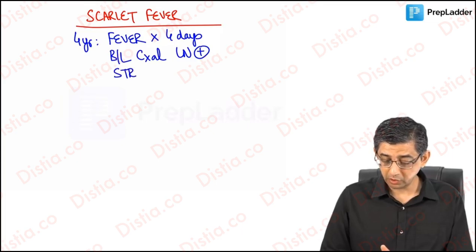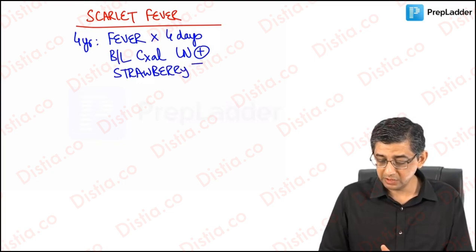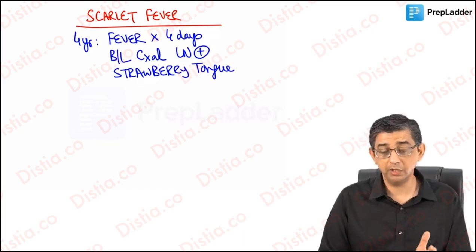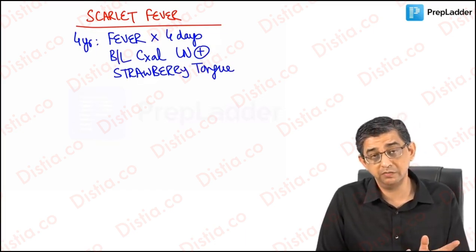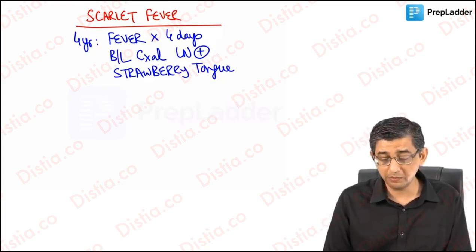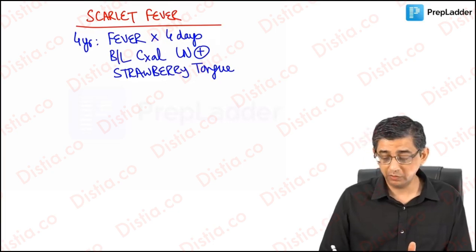Whenever you read the word strawberry tongue, you will obviously be biased to think in terms of both of these diseases. My objective is to sensitize you to the fact that should you think in terms of Kawasaki, which is an important cause of vasculitis in Indian children, or should you answer scarlet fever? That's the main objective of this discussion. And see what I'm writing next.